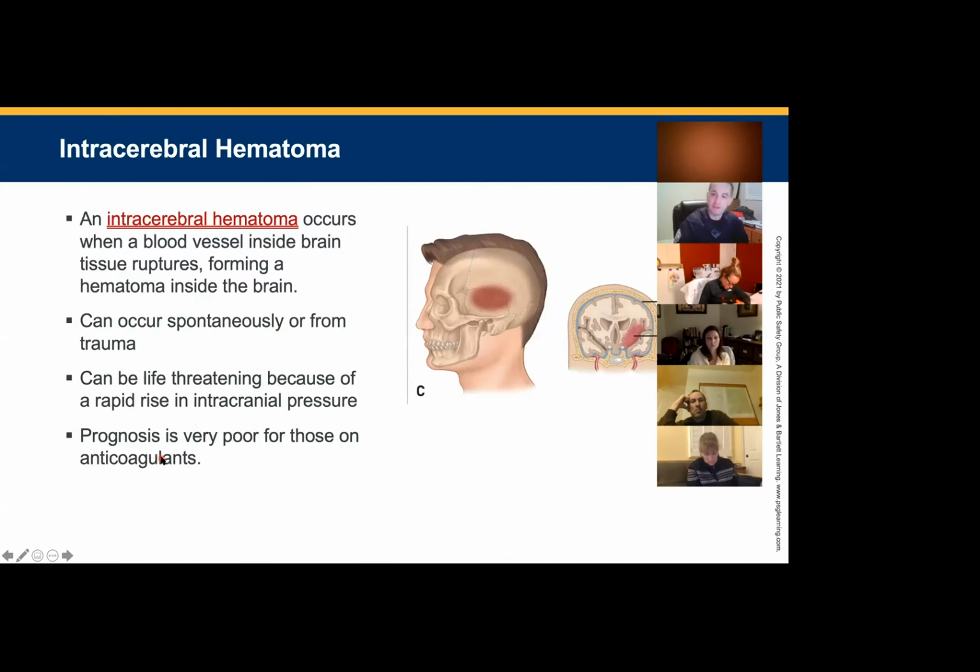Anticoagulants. A question you might want to assess for somebody of older age is, what medications are they on? And if they don't tell you anything, specifically ask, are you on any anticoagulants?